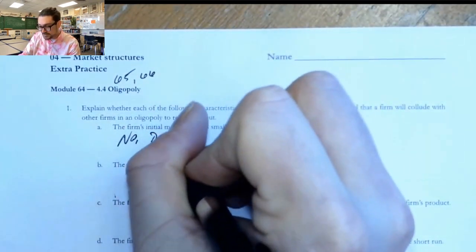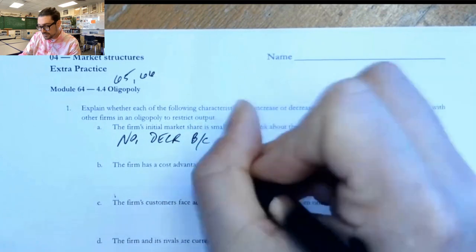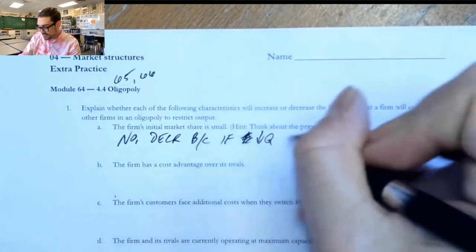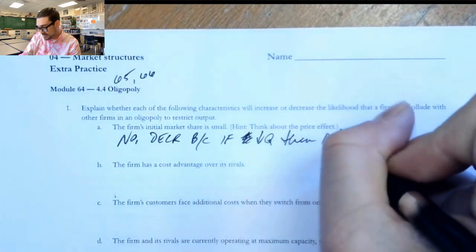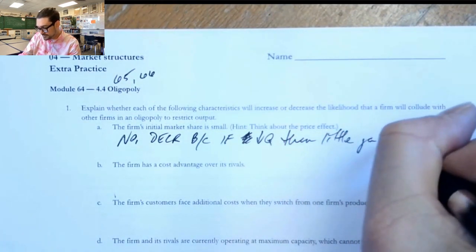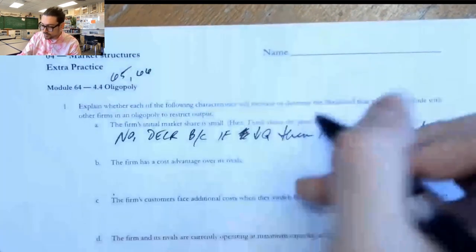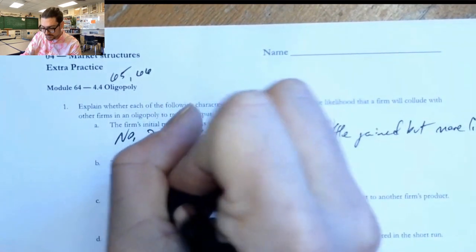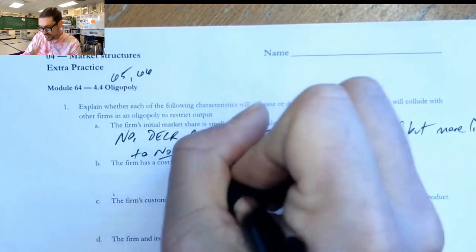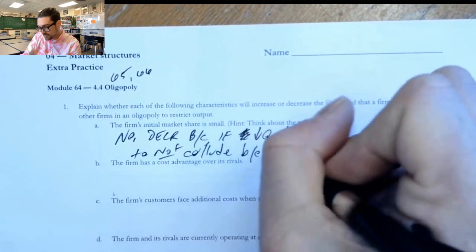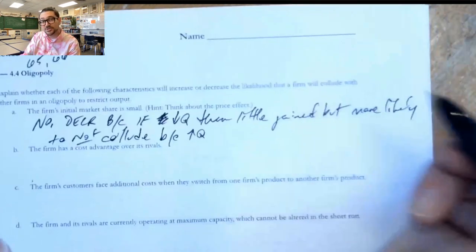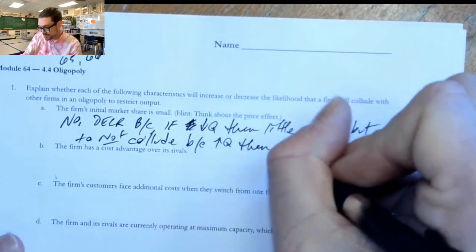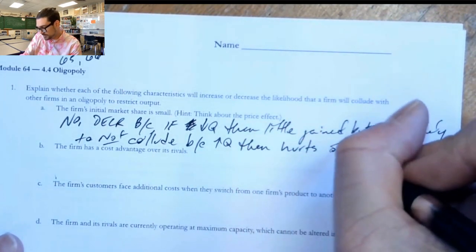If they have a really small share of the output, no, we would say it would actually decrease the likelihood, because if they decrease their quantity, then little is gained. But we'd say that it's more likely to not collude, because if they increase their quantity of output, then it hurts others more.